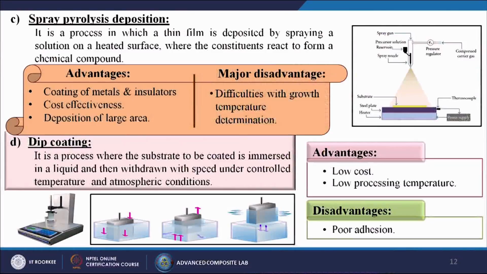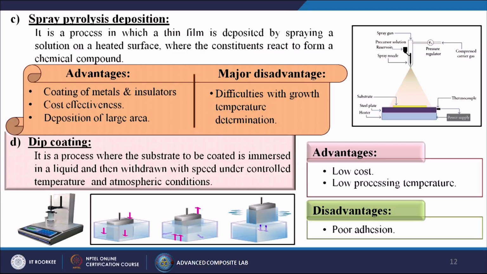Next is called dip coating. It is a process where the substrate to be coated is immersed in a liquid and then withdrawn at a controlled speed under controlled temperature and atmospheric conditions. Simply, we dip the material into the solution and then take it out. What are the advantages? It is very low cost, with low processing temperature, but it has poor adhesion because we are not using any temperature there.